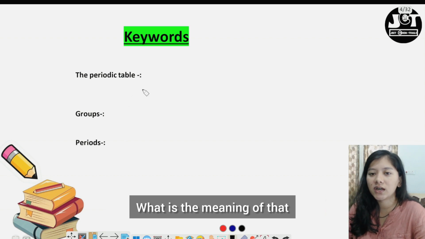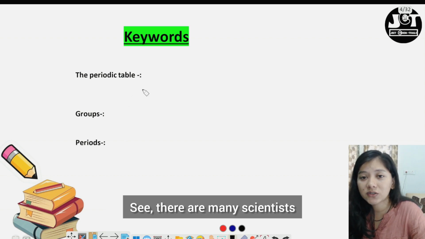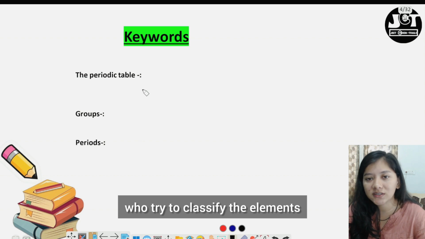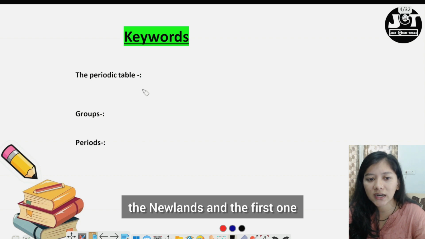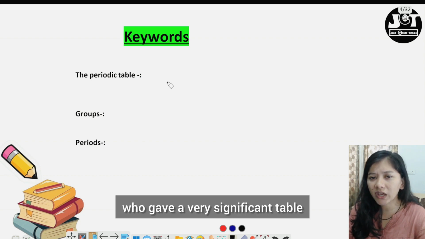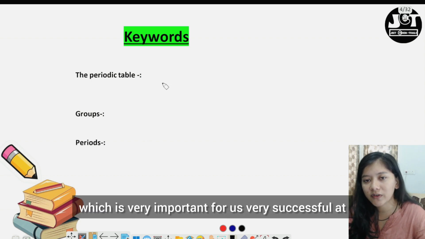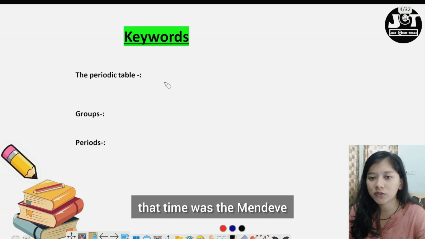What is the meaning of that? See, there are many scientists who tried to classify the elements and make their tables. We start with Dobereiner, the Newlands, and the first one who gave a very significant table, which was very successful at that time, was Mendeleev.